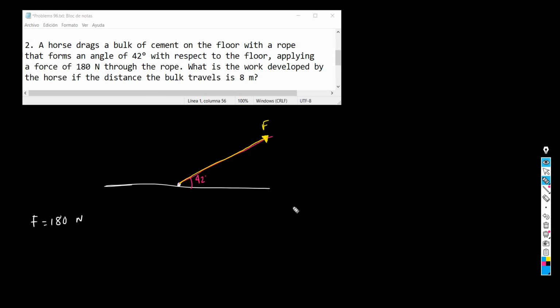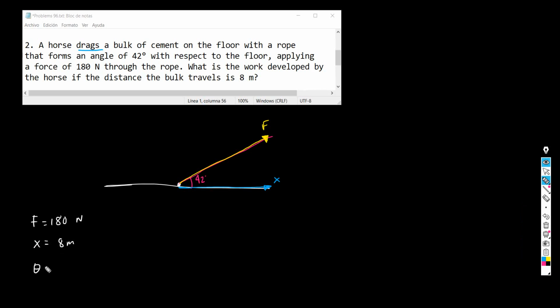Now, in what direction is the displacement of the particle, guys? Since it's being dragged, that means that we are dragging it along the floor. I know that the direction of the force is this one, but if you think about how this could happen, you know that the bulk of cement has to be traveling in this direction, right? It's going to be traveling still in contact with the floor. So this is the direction of the displacement, you see? And we are told that the displacement is 8 meters.